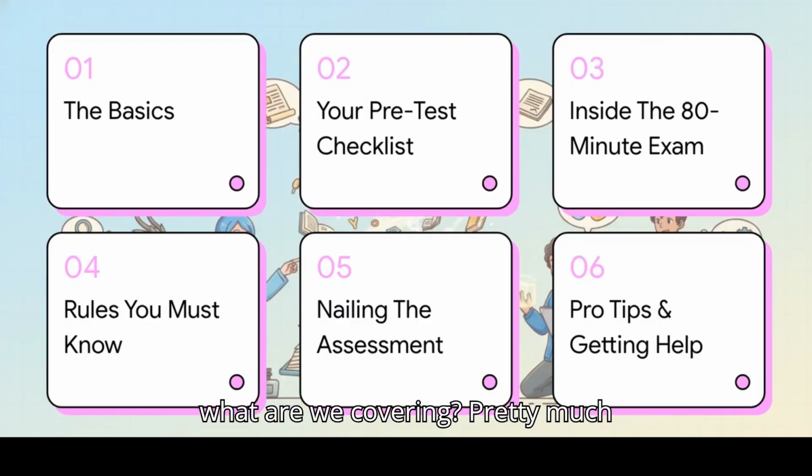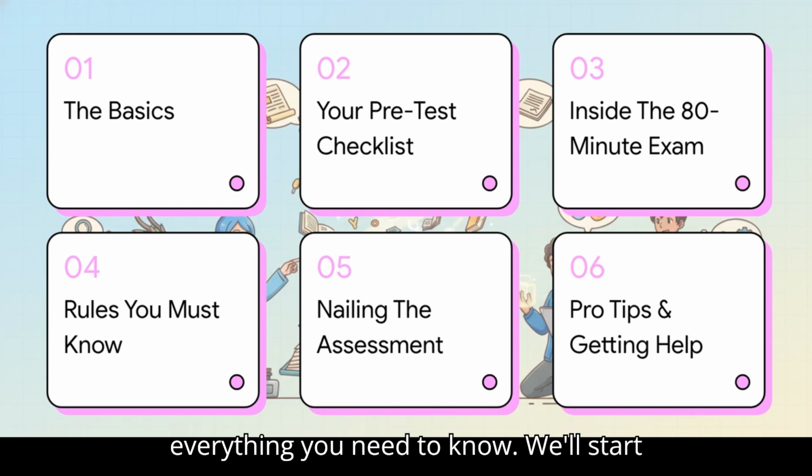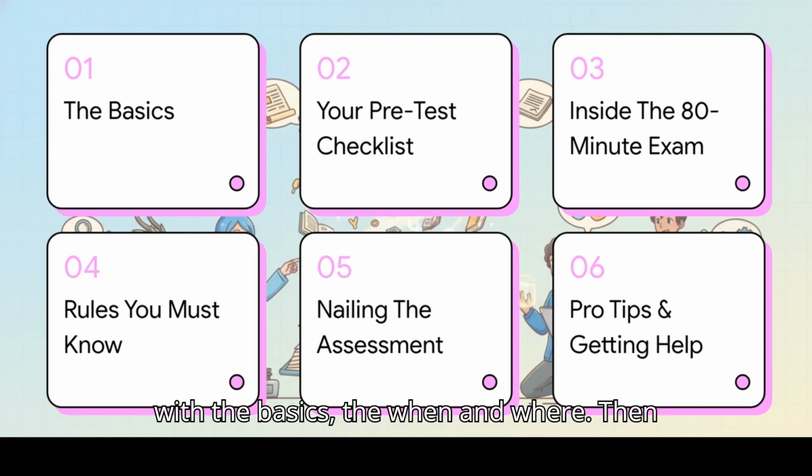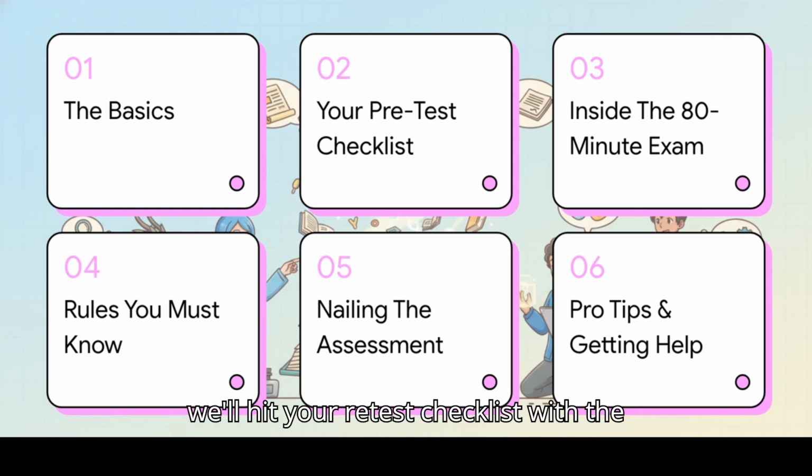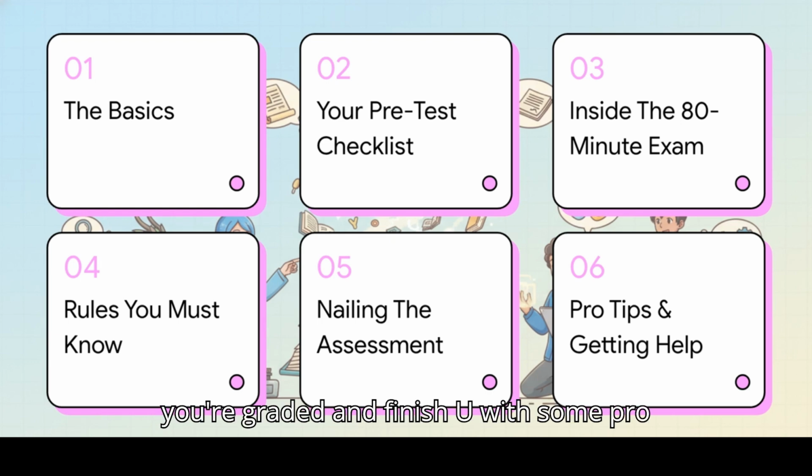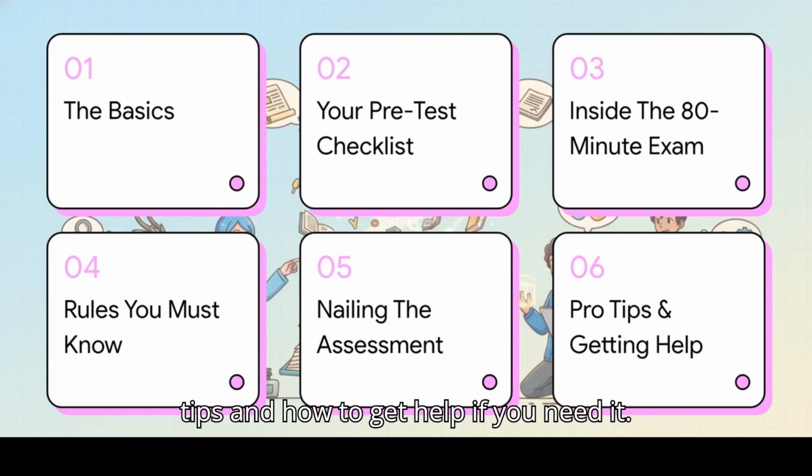So, what are we covering? Pretty much everything you need to know. We'll start with the basics, the when and where. Then we'll hit your pre-test checklist, what the 80-minute exam actually looks like, and some really important rules you have to know. After that, we'll get into how you're graded and finish up with some pro tips and how to get help if you need it. By the time we're done, you'll know exactly what to expect.